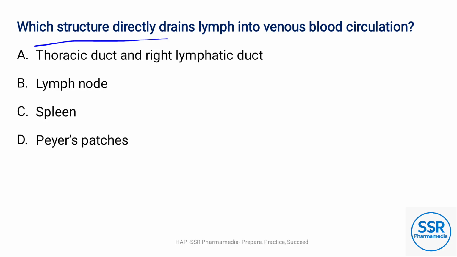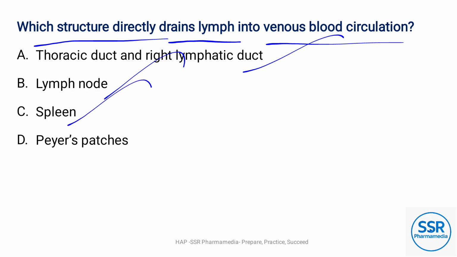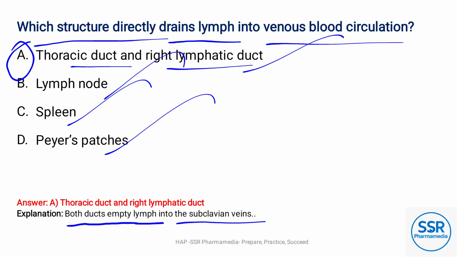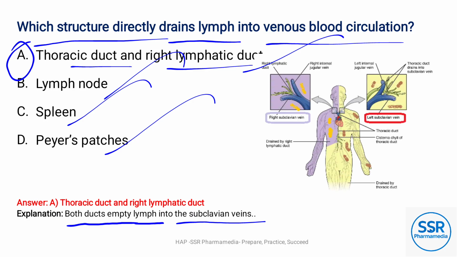Next, which structure directly drains lymph into venous blood circulation? Option A, thoracic duct and right lymphatic duct. Option B, lymph node. Option C, spleen. Option D, Peyer's patches. So the answer is option A, thoracic duct and right lymphatic duct. Both ducts empty lymph into the subclavian veins.